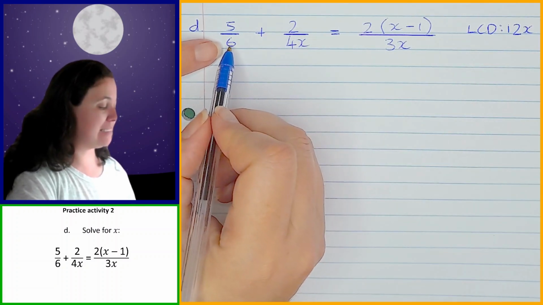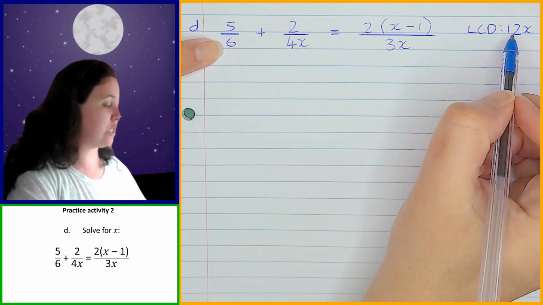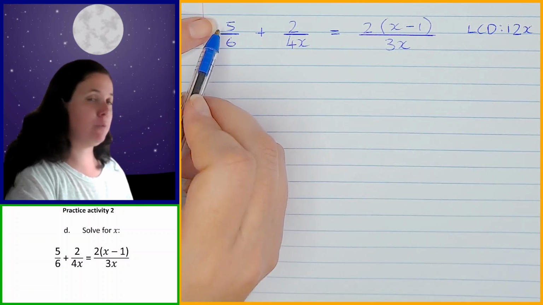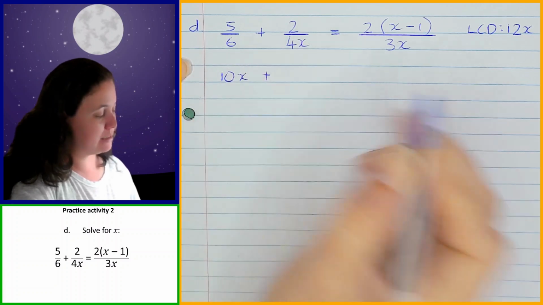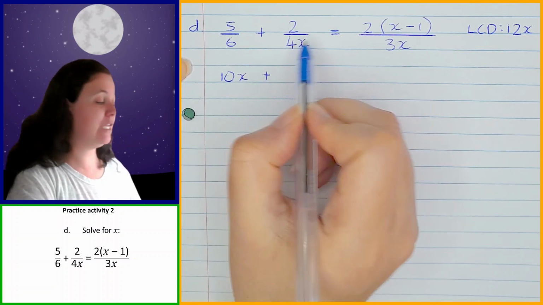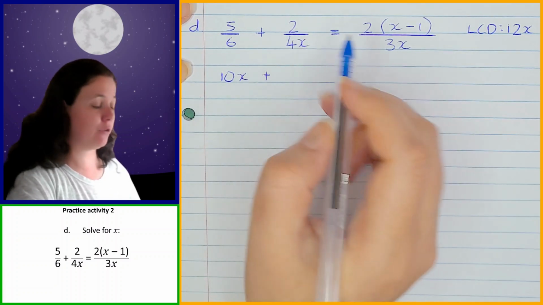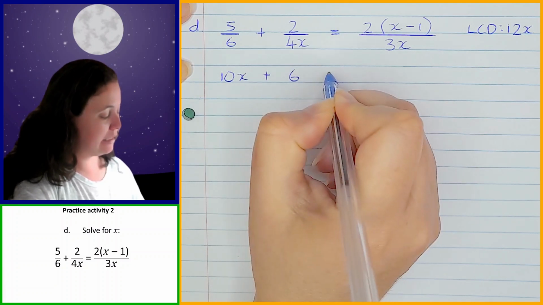So I need to multiply 6 by 2x to get 12x. So I'm going to multiply the top over here by 2x, and that gives me 10x plus. Here I need to multiply by 3 to get 12x, so I'm going to times the top by 3, and that gives me plus 6 equals.